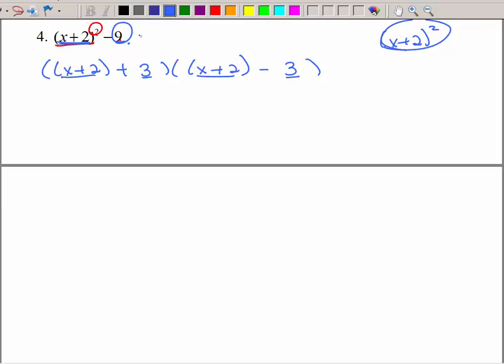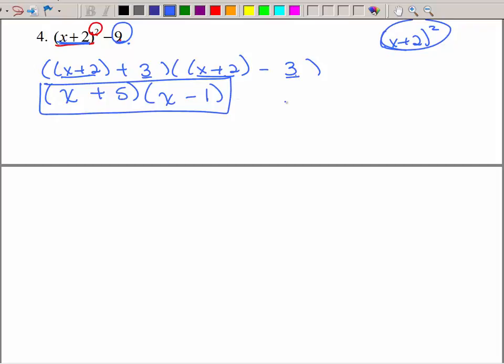I can't factor further, but I can clean that up. And so I'm going to collect like terms. We have x plus 2 plus 3, which is a positive 5, and here we have a positive 2 and a minus 3, which is a negative 1. And that is your final answer.